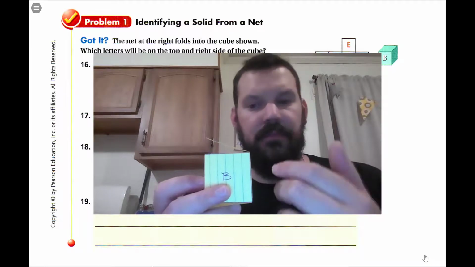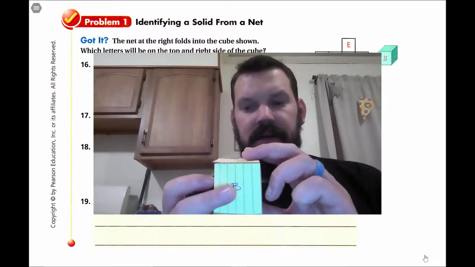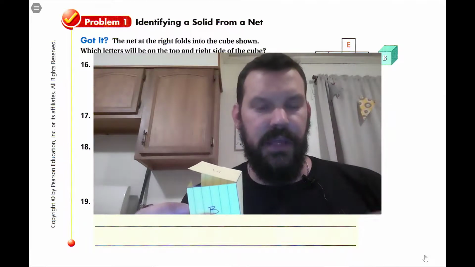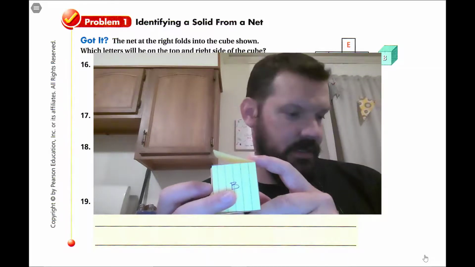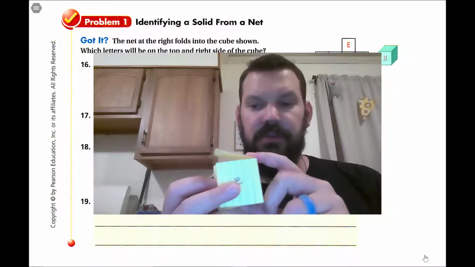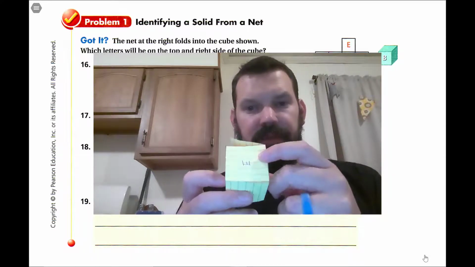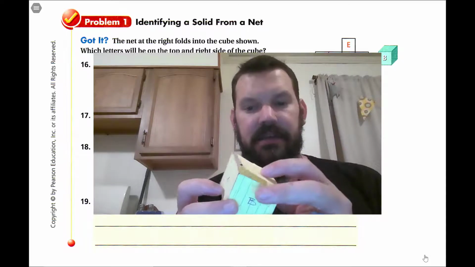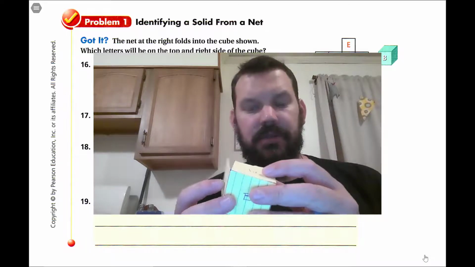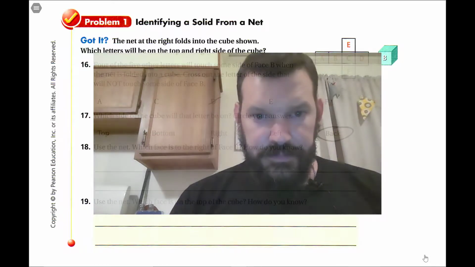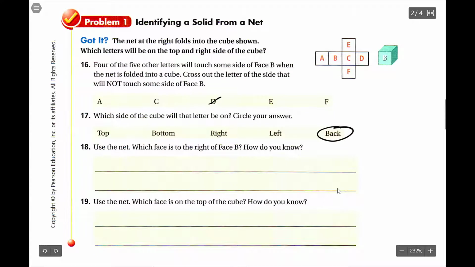And how do we know that? Well, because when we folded this, you could say that it shares a side with B. You don't have to get creative with the explanation. And then the same thing, which face is on top of the cube. So again, here's B facing us. If we flip it up and look at the top, we have E. How do we know that? It shares a side with B. So that can be our explanation for that one as well. All right, so let's go on.